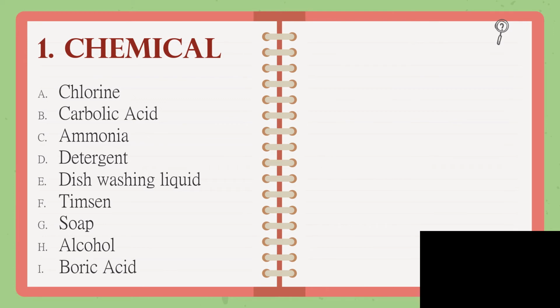Okay, so kapag tayo ay maglilinis at magsasanitize tayo, we can use the chemicals, yung chlorine, carbolic acid, ammonia, detergent, dishwashing liquid, benzene, soap, alcohol, and the boric acid. So, pwede natin siyang gamitin kapag tayo ay maglilinis or magsasanitize.